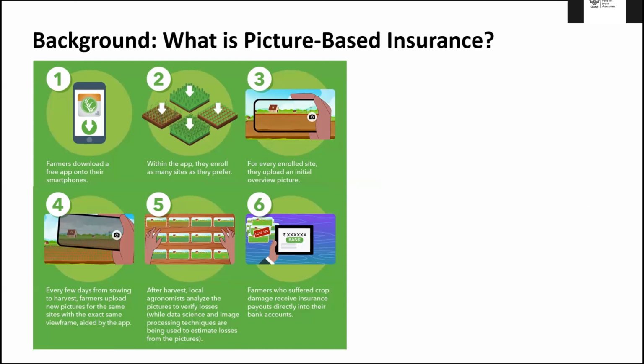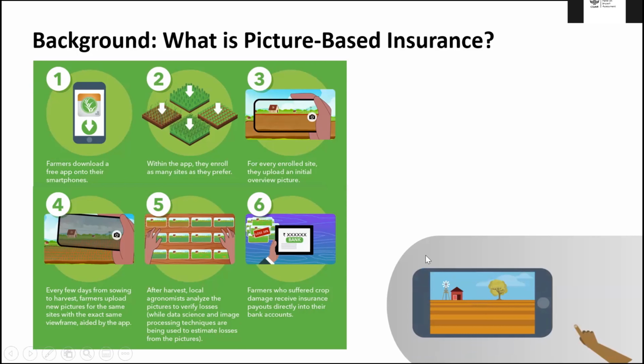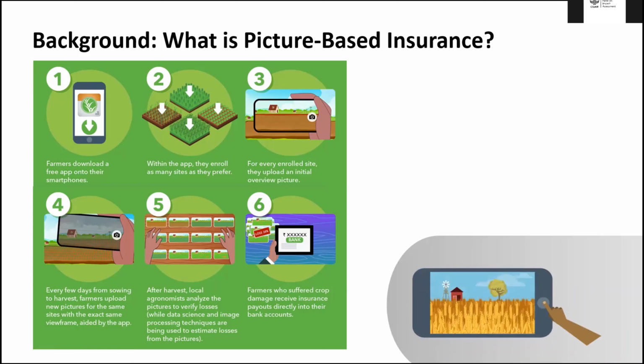So the idea is that farmers or a representative can download a smartphone application, and then within that application, they enroll a site by taking an initial picture. And then every day from sowing to harvest, they upload new pictures for those same sites using the same view frame. And as you just saw in the animation in the slide, there's a ghost image in the smartphone app that is helping them make sure that they always take images of the same location.